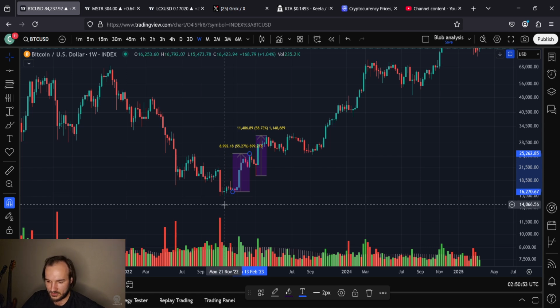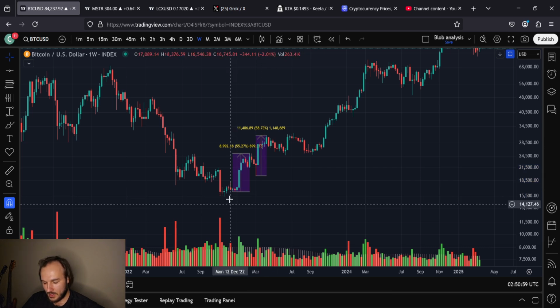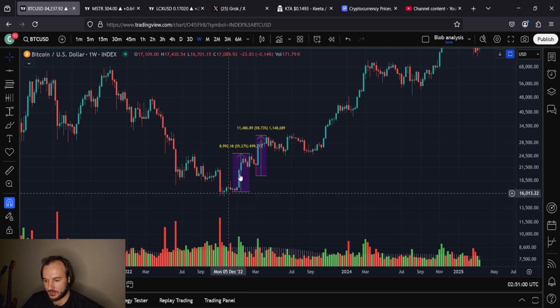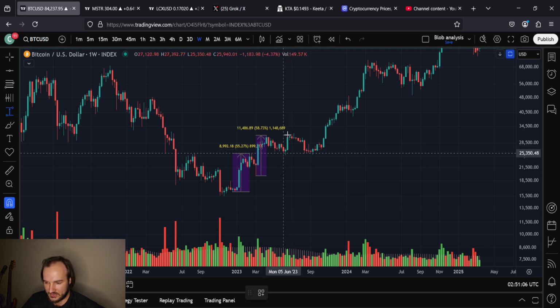To just reinforce the point, we didn't really start to move until here. I want to take the low of the move, not the low of the range, okay? This is when your move kind of started. So 55%, 58%, you're getting bigger. Here, this is not part of a move. This is just consolidation, so we won't measure that.